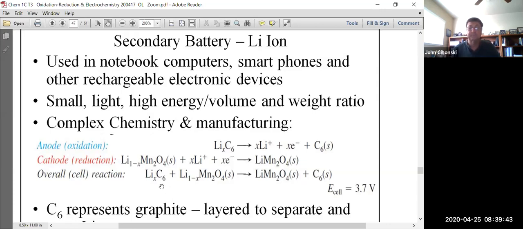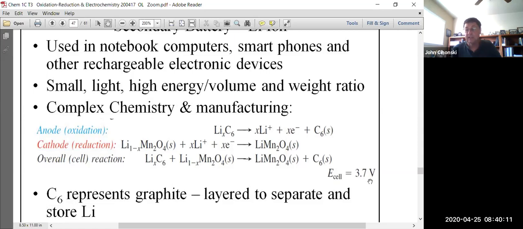So overall, we have the anode with the graphite. We have the cathode with the partially lithiated manganese oxide. And what we end up with is a manganese +3, manganese +4 material plus graphite. The voltage for the batteries, the way they're constructed, is about 3.7. There are different manufacturers, and all of them are going to be right in that range because they're all vying for the same applications.